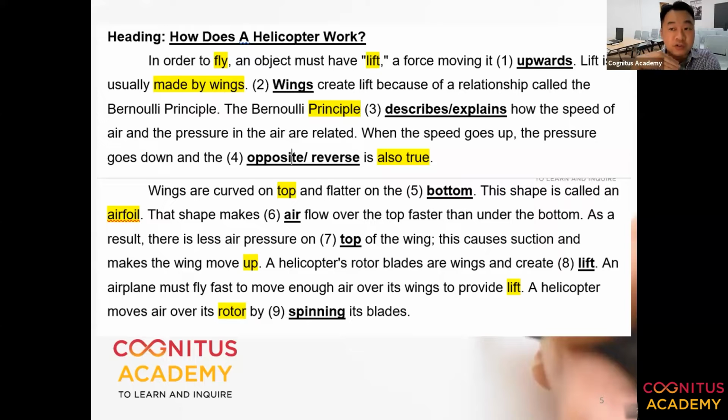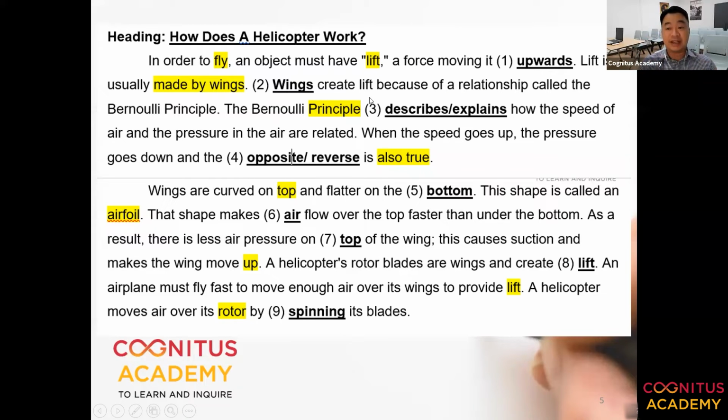And flying, of course, you can fly straight and not up, but then you see the word lift. To lift something, and then a force moving it blank. So we know there is a directional word that we are looking for, and it's upwards. Now, the word here can also be up, because up and upwards will both fit into this context. Then, lift is usually made by wings. Wings create lift. So if a student has been reading carefully, they will notice that the word wings is in the previous sentence, and lift is made by wings, and therefore wings create lift. So it's a reverse of the previous sentence, actually.